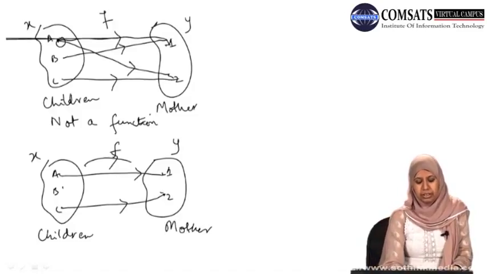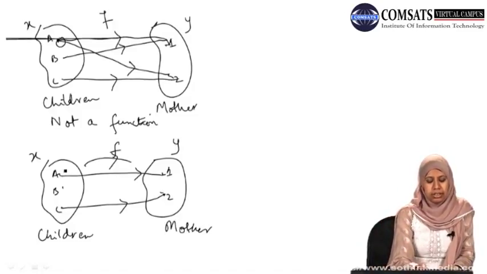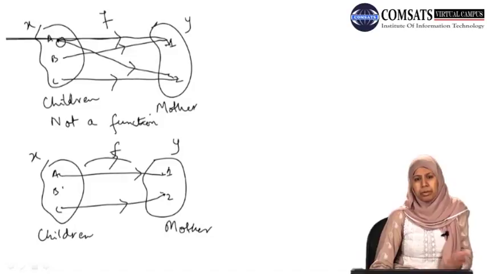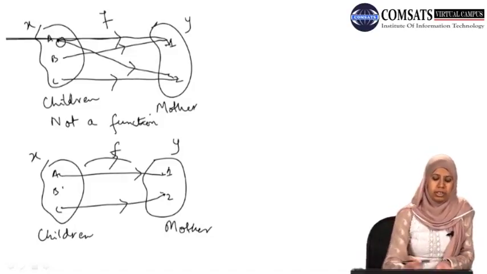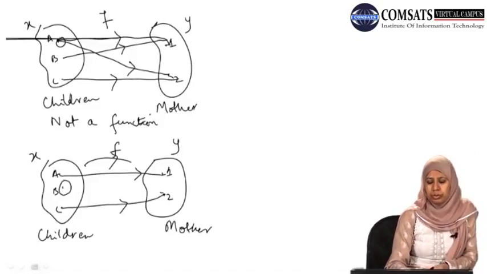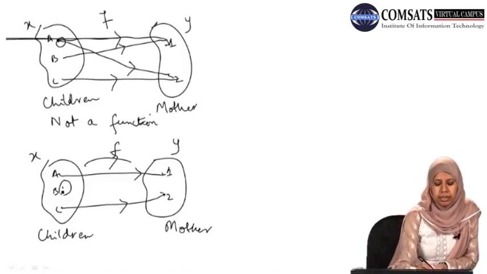Well, if we say that every input has exactly one output, fine, but what will happen to the first part of the definition, which says that to each input, here the input B, that is child B, is not assigned to any value from the set of mothers? This means that this input, according to the rule F, should have some output. So this mapping diagram does not represent a function.